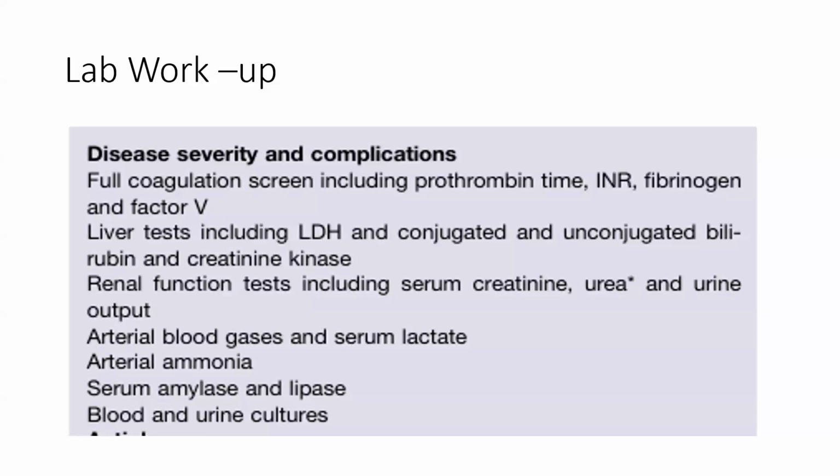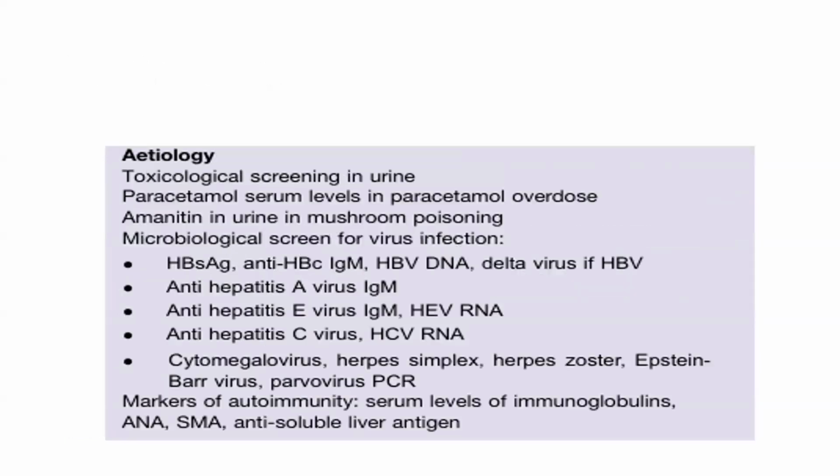Now about lab workup, disease severity and complications. Full coagulation screen includes prothrombin time, INR, fibrinogen, and factor 5. Liver tests include LDH, conjugated and unconjugated bilirubin, and creatine kinase. Renal function tests include serum creatinine, urea, and urine output, arterial blood gases, and serum lactate, arterial ammonia, serum amylase, lipase, and blood and urine cultures.